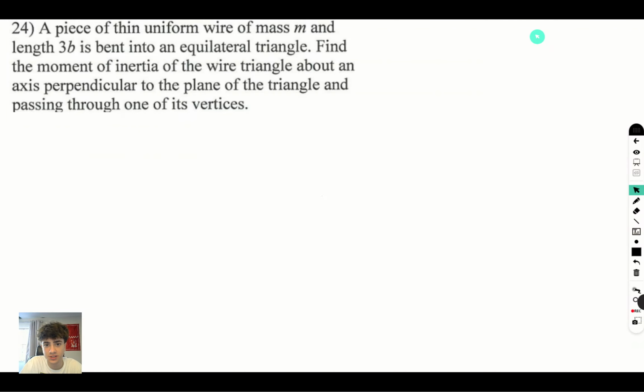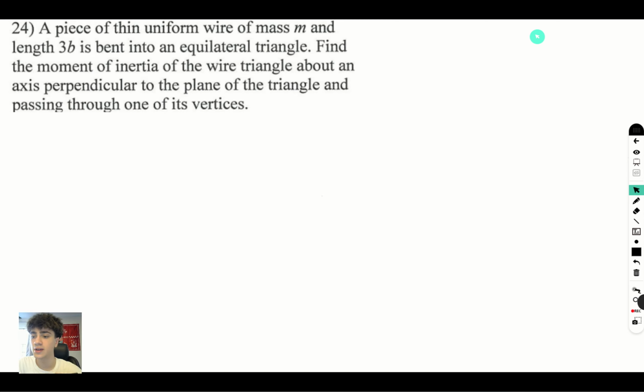Today we're going to be talking about the inertia of a triangle, so let's get right into the problem. The prompt reads: a piece of thin uniform wire of mass m and length 3b is bent into an equilateral triangle. Find the moment of inertia of the wire triangle about an axis perpendicular to the plane of the triangle and passing through one of its vertices.